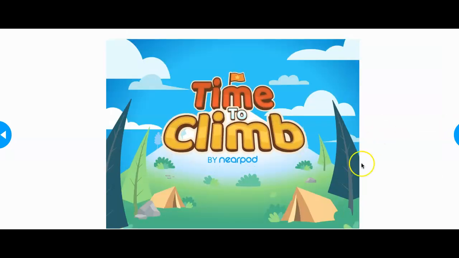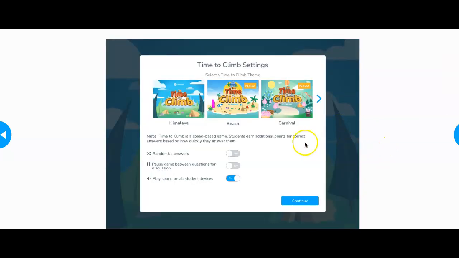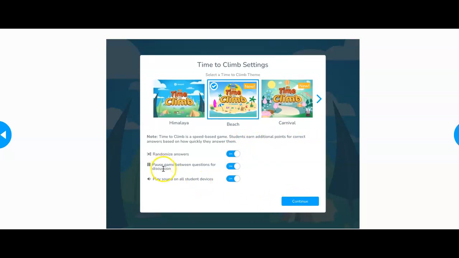We are now moving on to some guided practice. Since it's summer, we'll choose a beach theme. And I will choose to pause the game in between for questions, for discussions, just to track students' progress throughout the lesson.